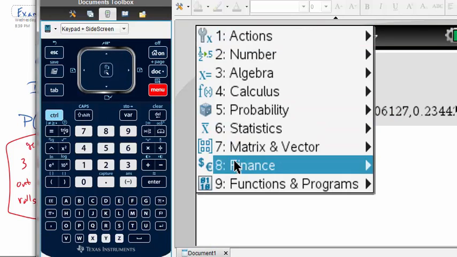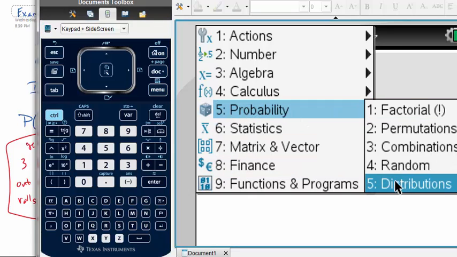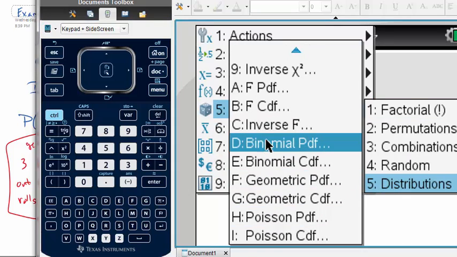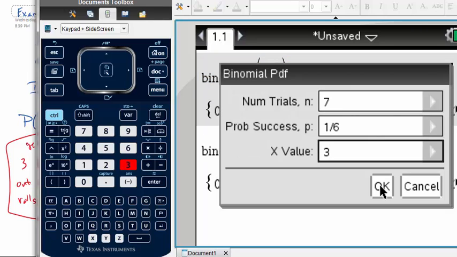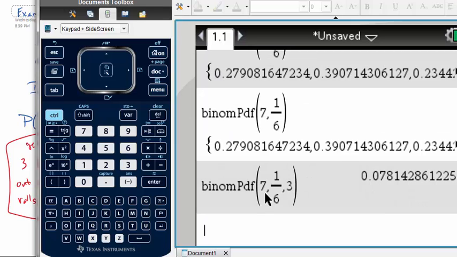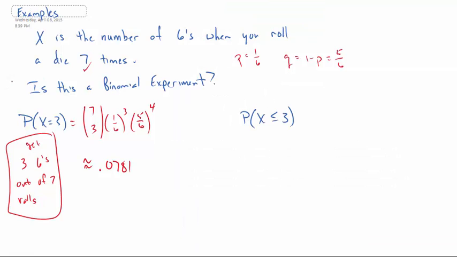But if I go back in there, do 7, 1/6, and type 3, we press OK. Now notice there's an extra number there. There is our probability of getting exactly 3 successes out of 7, and it's exactly what we found calculating by hand. Sweet.